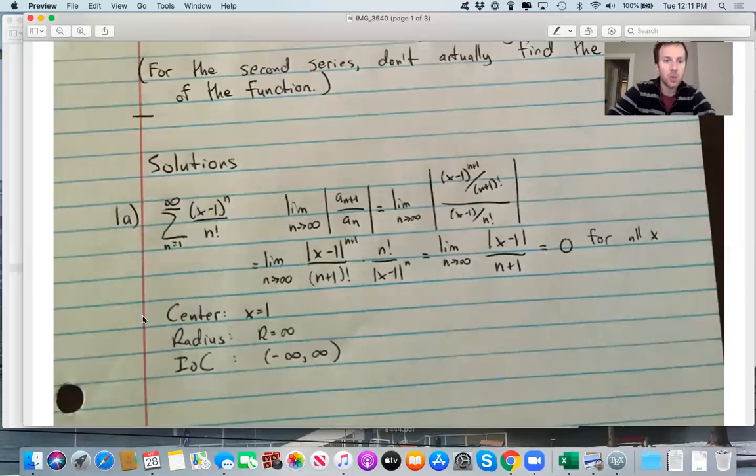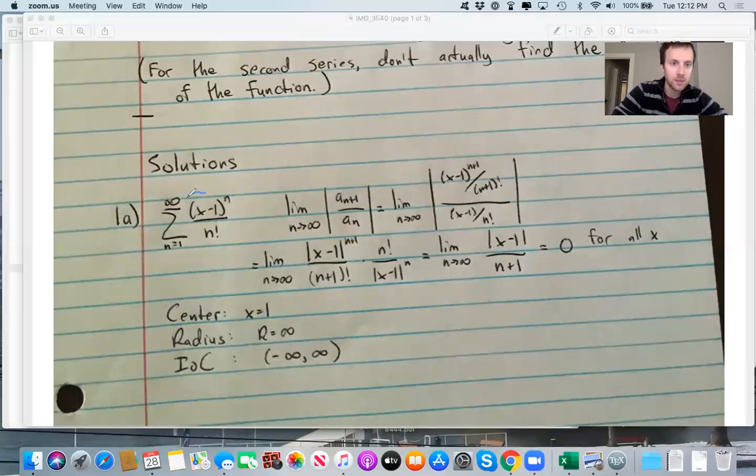So to answer the questions, to give the quantities that we're looking for, the center, we could have done that at the very beginning. That is where you look for where x shows up, and it's x minus a, that number being subtracted, that is what the center is. So because it's x minus 1, that's our center. And you can always just read off the center from whatever the power series formula is.